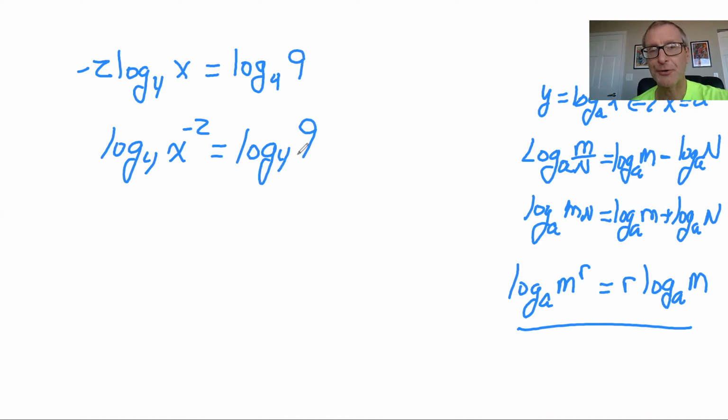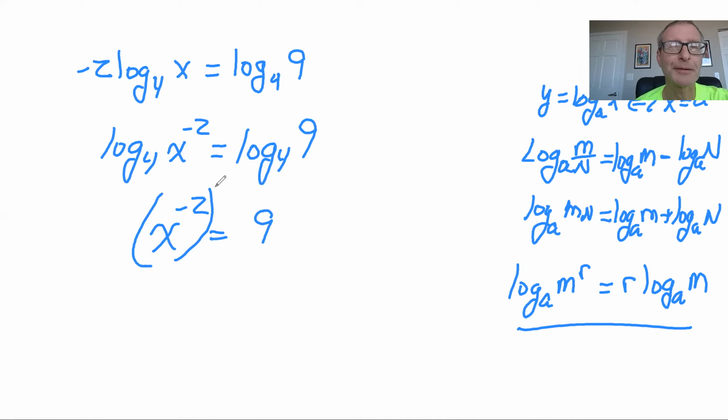Now we could set the arguments equal to one another. So that would be x to the -2 equals 9. How do we solve this? Well, the strategy is we want to do something to both sides of the equal sign where we have x equals something, right? So how do we get rid of the -2? Well, we want to have that equal to a 1. So what we do is we take each side to the exponent of -1/2.